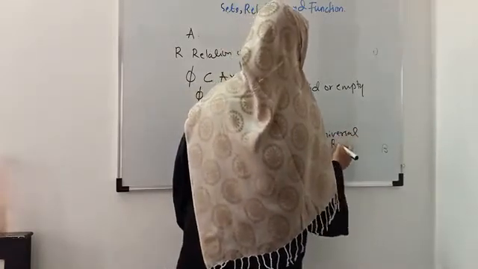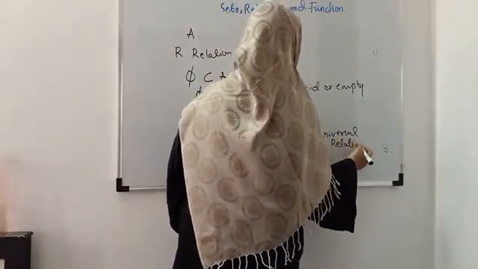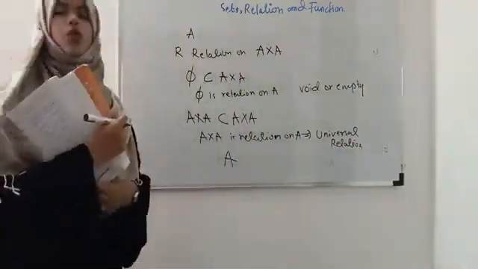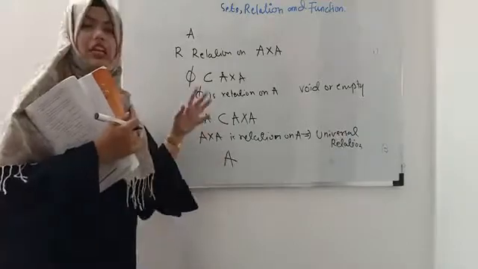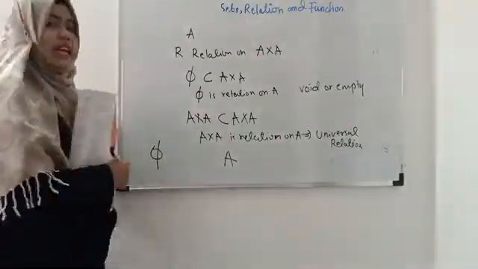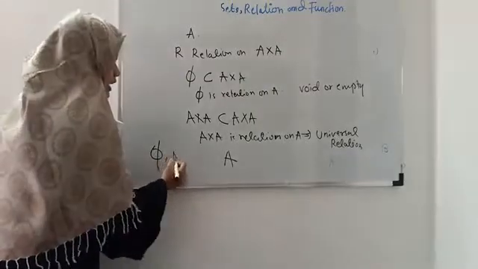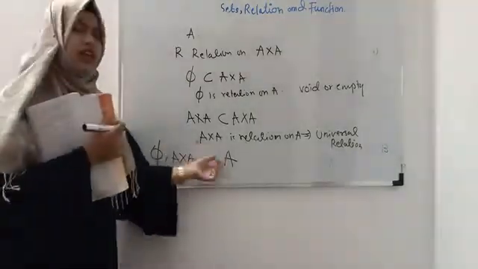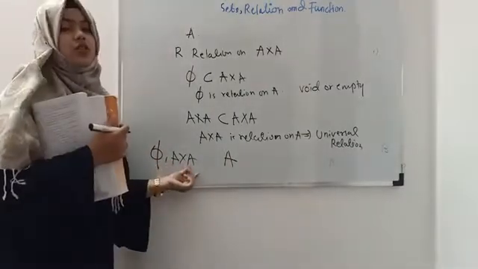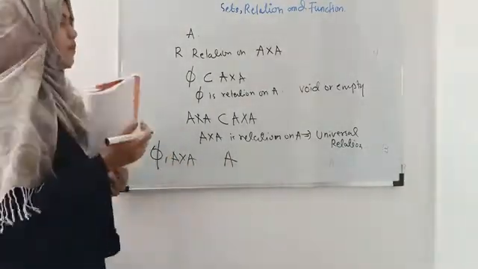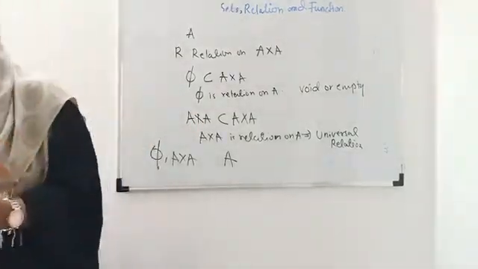Universal relation. Okay? So for any set A that you have, two binary relations always exist. One is the empty set and the other is A cross A itself. Both are relations on A. This is called void relation and this is called universal relation.